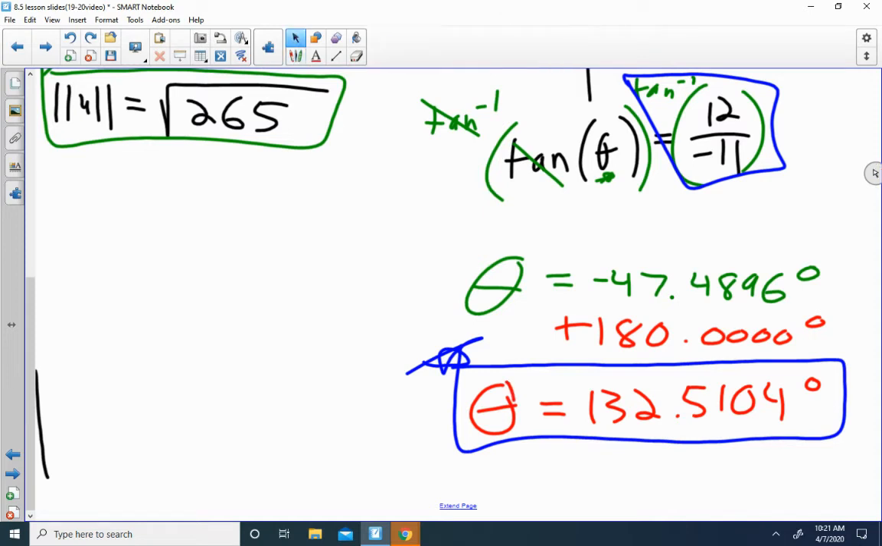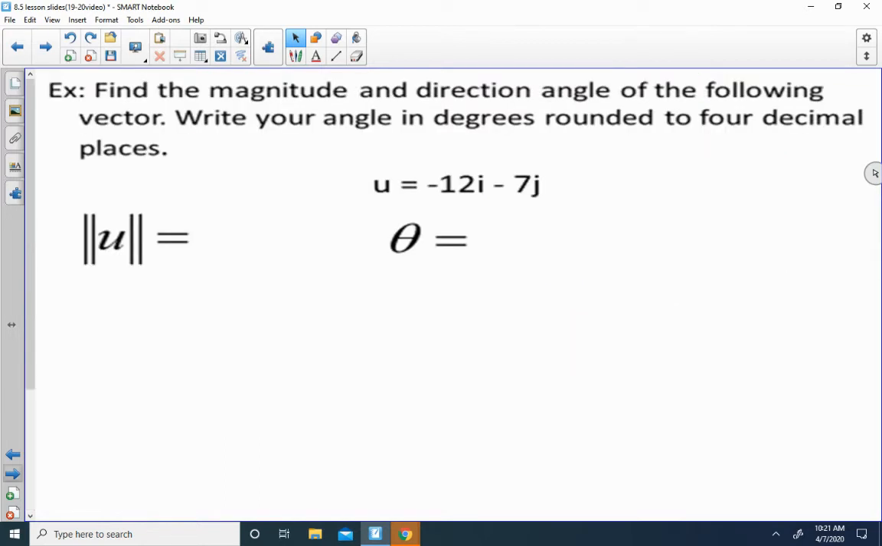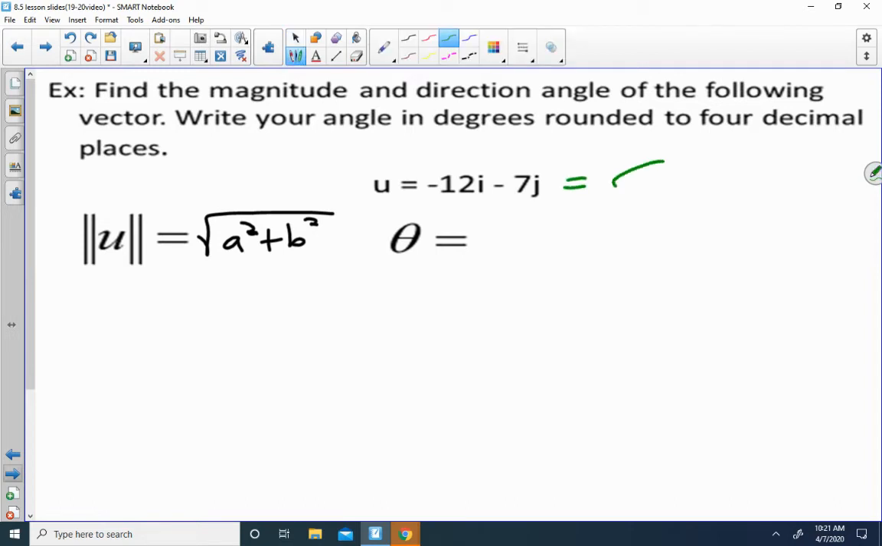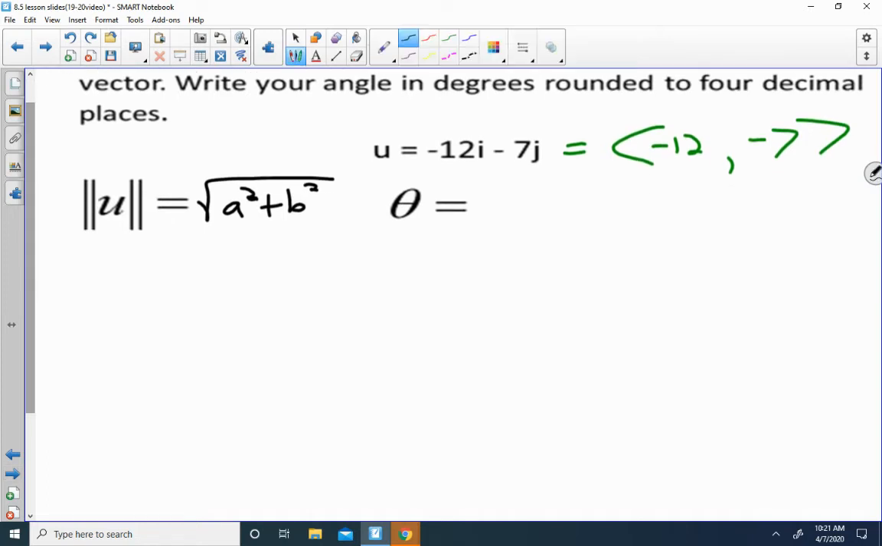All right, let's try one more example similar to that, and then we'll move on. So one last time, we're given vector u equals negative 12i minus 7j. We're going to find the magnitude and the angle. So again, the magnitude is the square root of a squared plus b squared. And for the a and b, just rewrite vector u in its component form, which will be negative 12 and negative 7. All right, now that we got that, let the negative 12 be a, and let the negative 7 be the letter b.